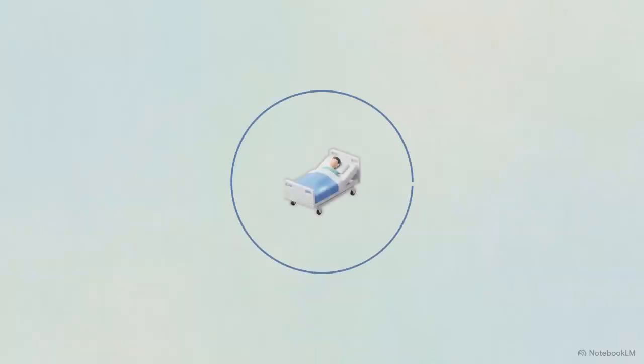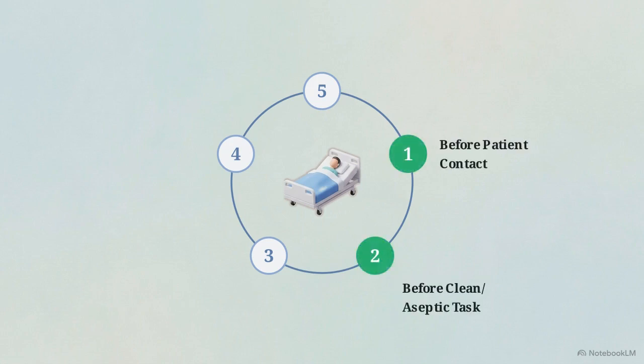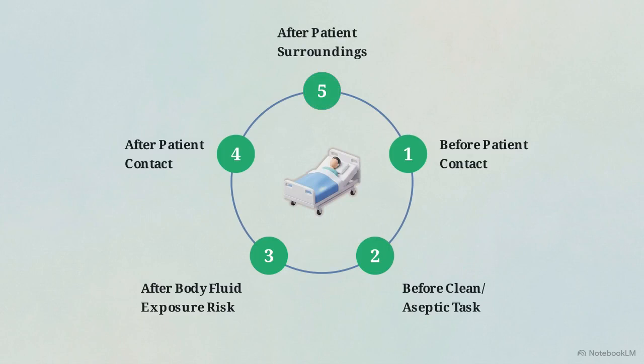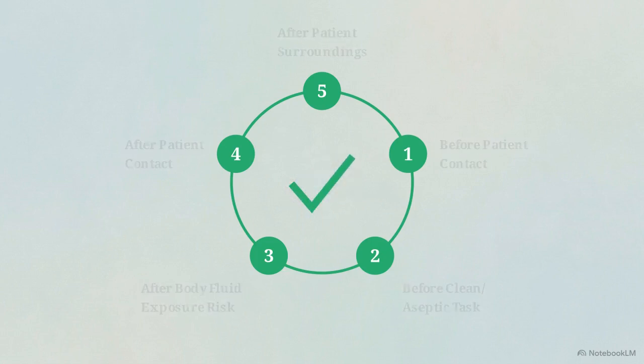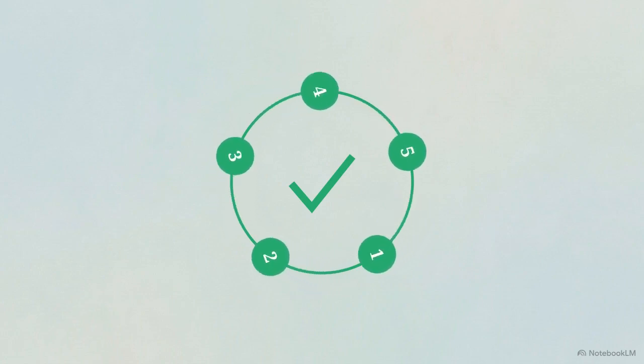This flowchart tracks the 5 chronological moments of hand hygiene to stop transmission at the source. You sanitize before patient contact and before any clean or aseptic task. You sanitize again after any risk of body fluid exposure, after patient contact, and finally after touching the patient's surroundings. There is no buffer for mostly. M&T's organizational goal is 100% compliance. Every transition, every shift, absolutely no exceptions.